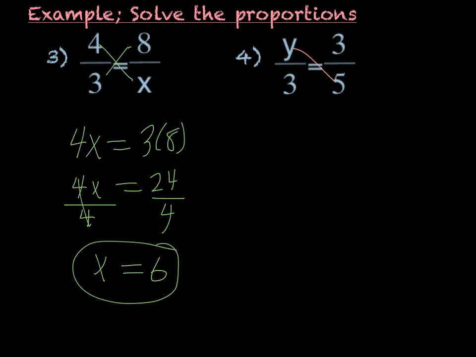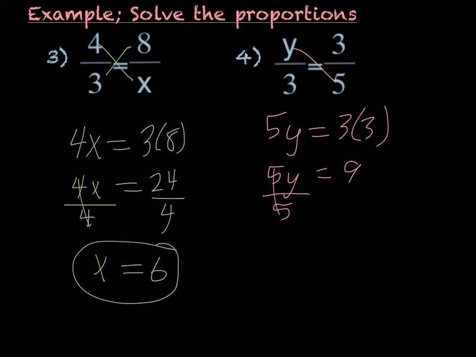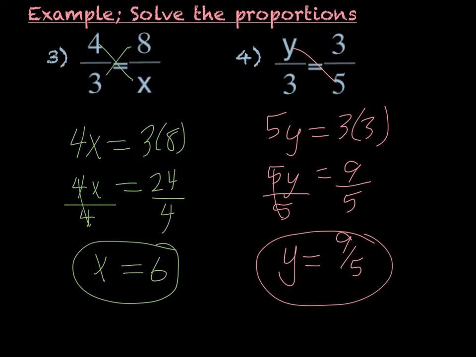And the next example, y over 3 equals 3 over 5. So we cross multiply. 5y equals 3 times 3. 3 times 3 is 9, so 5y equals 9. Divide by the 5. And final answer is y equals 9 over 5. And that is it. Leave it as a fraction.